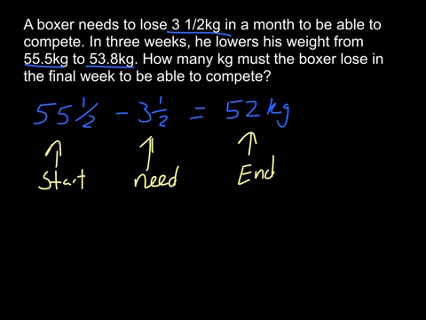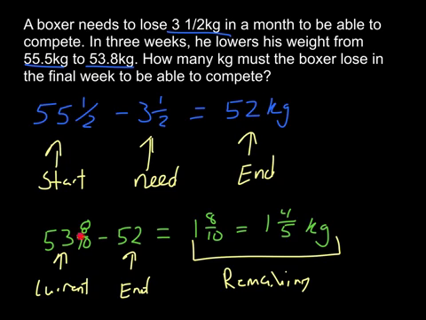The first thing I'm doing is I'm taking 55.5 and subtracting 3.5 because I'm looking at what I'm starting with and how much he needs to lose to see where his end weight needs to be. From there, I can take his current weight after 3 weeks and subtract the end weight to see how much is left. When I do that, I see that he has 1 4/5 of a kilogram remaining, or 1 8/10 if you did not simplify.